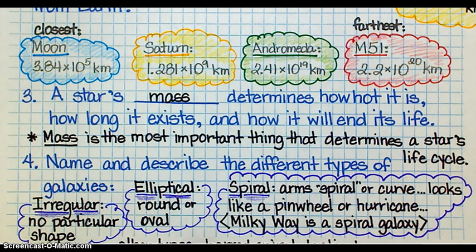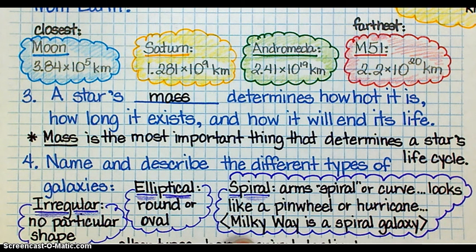All right. These 3 types come straight from lesson 1. Galaxies that are considered to be irregular don't have any particular shape to them, so they just look random. Elliptical galaxies look either round or oval. Spiral galaxies have arms that spiral or curve around, and they look like a pinwheel, or like a hurricane, the way a hurricane looks from a satellite image.